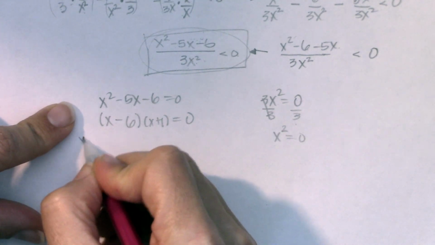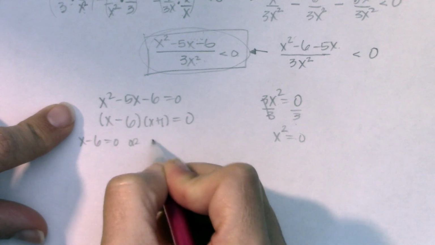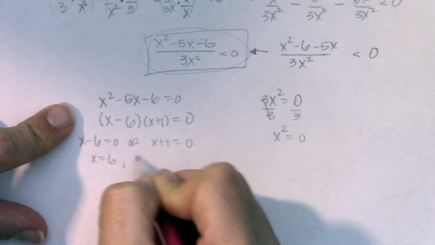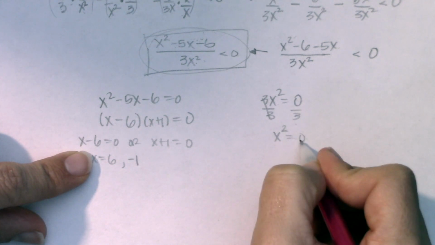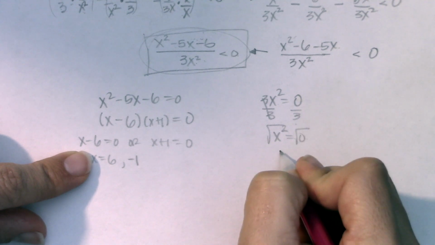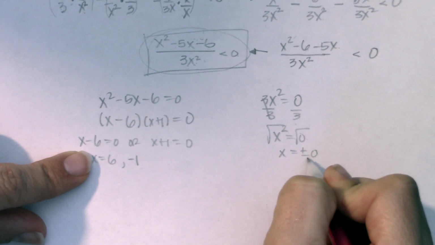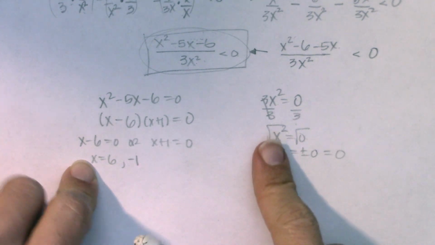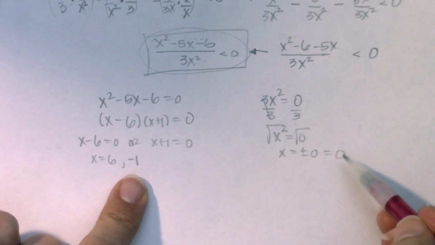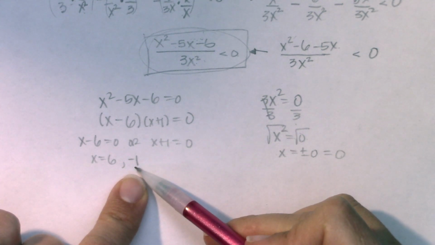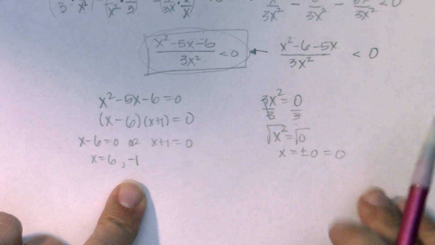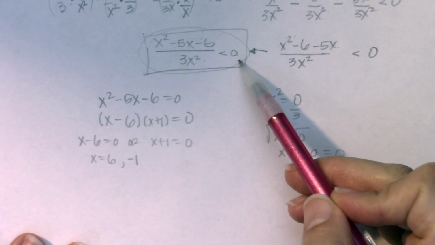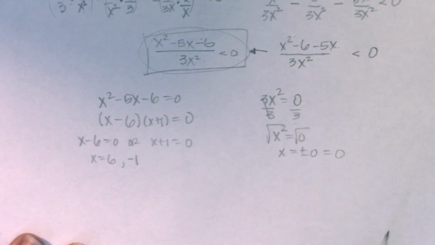Here I use the zero product property. x minus 6 is 0 or x plus 1 is 0. So I'm looking at x equaling 6 here, negative 1 here. When I take the square root of both sides, if I square root this, I'm going to get x is equal to plus or minus 0. But plus or minus 0 is just 0. So I actually have 3 interesting values in this, right? I have 0, I have negative 1, and I have positive 6. So I'm actually going to put all 3 of those on my sign pattern, and I'll keep in mind that I want to look for where things are strictly less than 0.